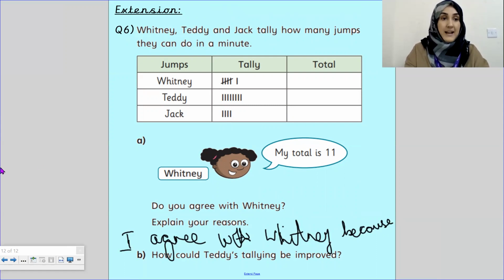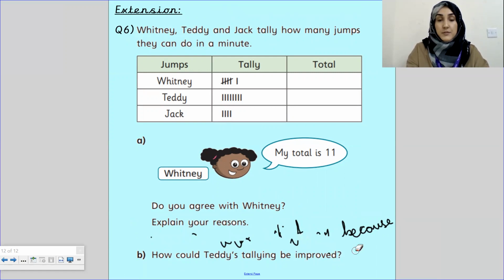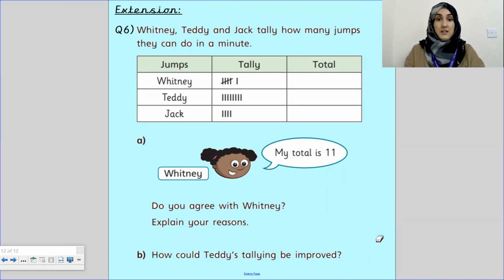Okay? Now, over here underneath, part B of the question is, how could Teddy's tallying be improved? So now, I think you all know that that looks more like 5 tally marks. So that's the only clue I'm going to give you. How could Teddy's tallying be improved? I would like you to do the tally. So first things first, copy out this tally chart and complete the total, and then answer part A and part B.